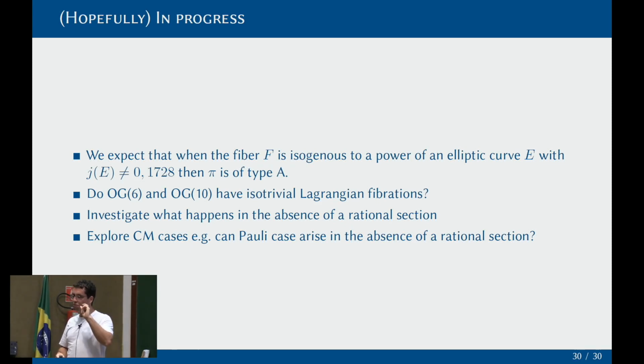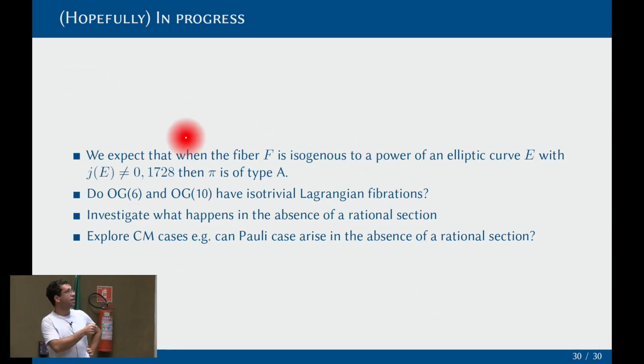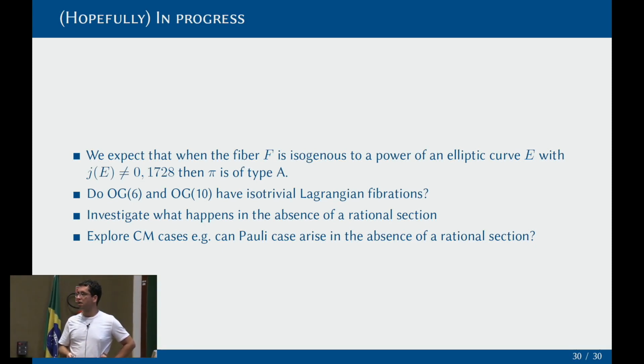And we're almost there, but we're still stuck. So this is one thing that we're trying to do. We're trying to see if O'Grady 6 and O'Grady 10 have isotrivial Lagrangian fibrations. We have yet to be able to do that. Would be interested to know what happens if you don't have rational sections. What can you say?